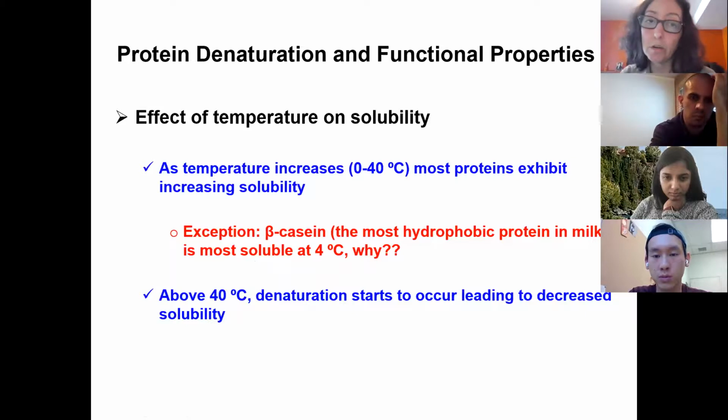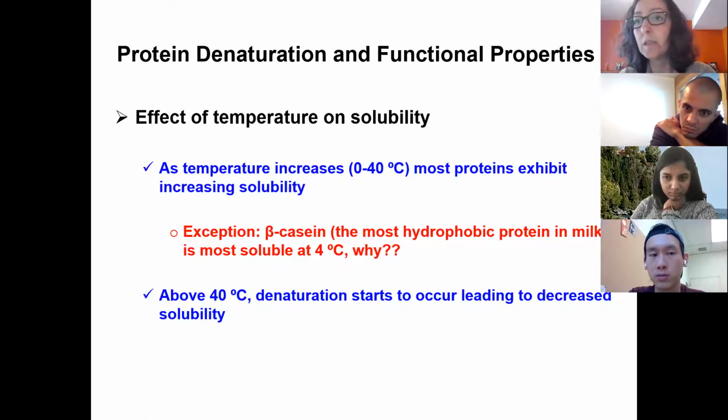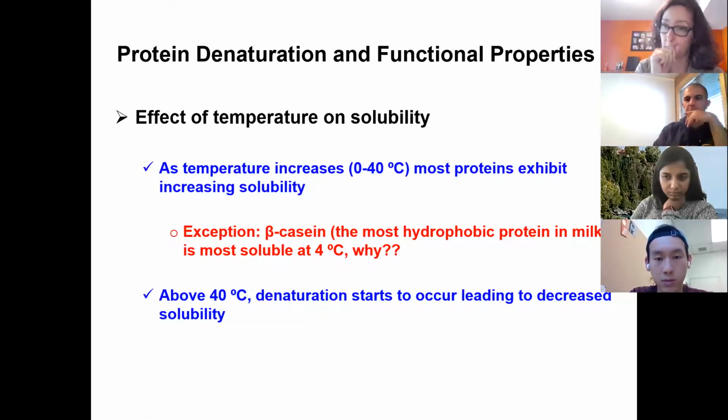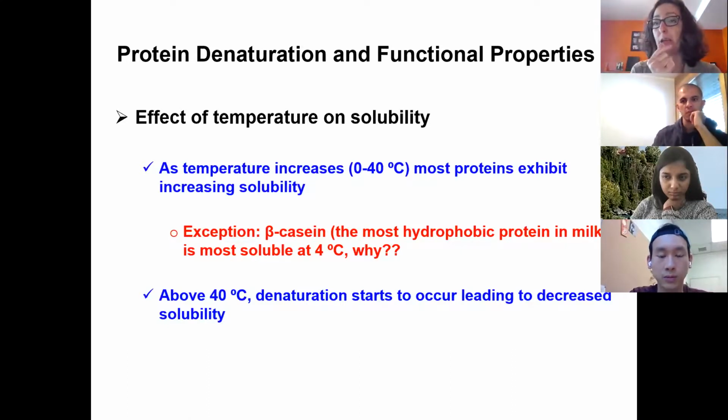So, the effect of temperature on solubility. Usually, thermodynamics: you increase the temperature a little bit, you enhance solubility. However, there is an exception, which is beta-casein. It's the most hydrophobic protein in milk. So actually, when you refrigerate milk, beta-casein can leach out of the casein micelle and become soluble in the aqueous phase, kind of like the whey proteins.